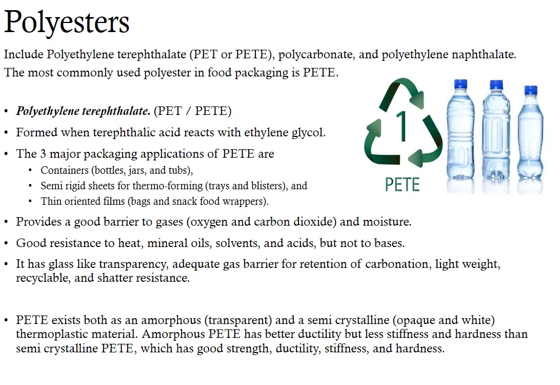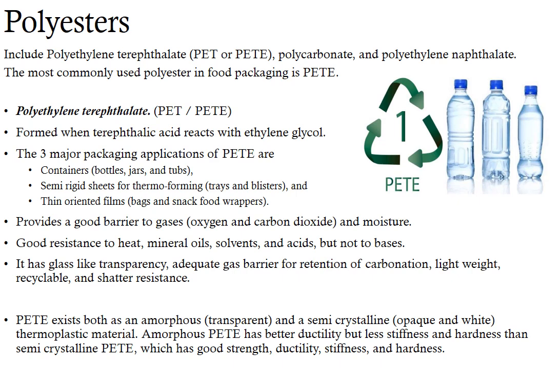There are three major packaging applications of PET. They are containers such as your bottles, jars and tubs. Second is your semi-rigid sheets for thermoforming. Examples are your trays and blisters. And third is thin oriented films, bags of snack food and wrappers.